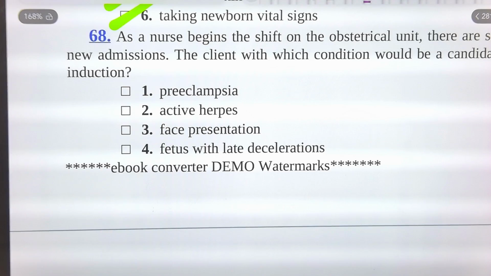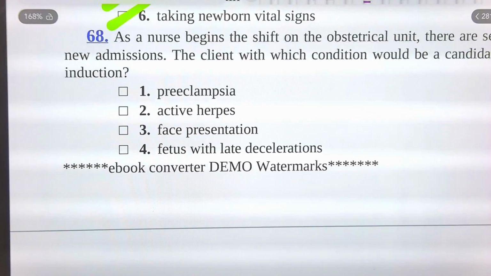As a nurse begins the shift on an obstetrical unit, there are several new admissions. The client with which condition would be the candidate for induction? So which candidate will we induce first? Read the options carefully.